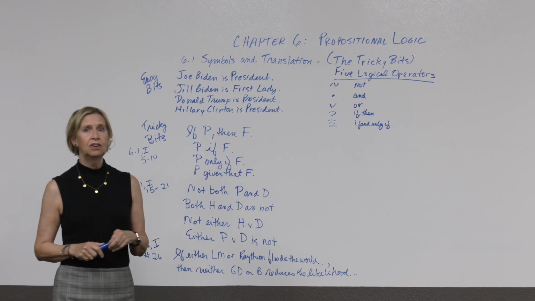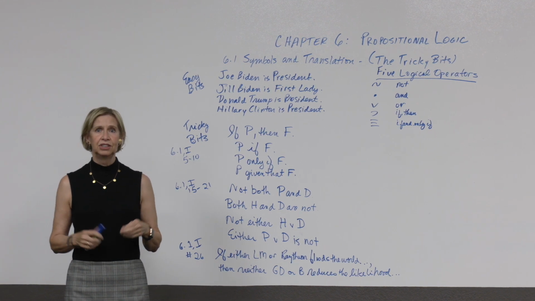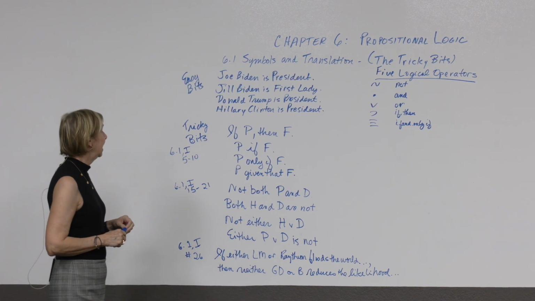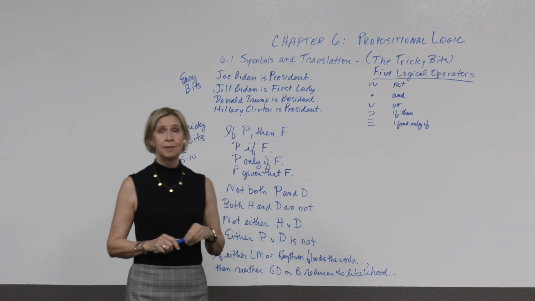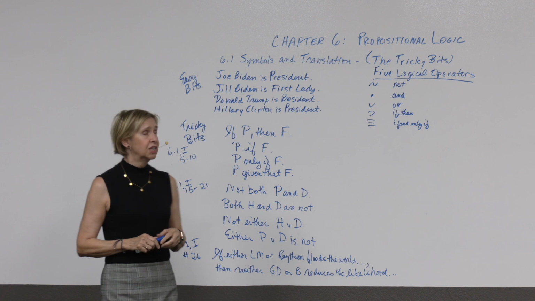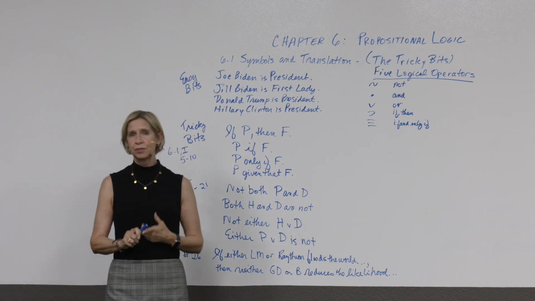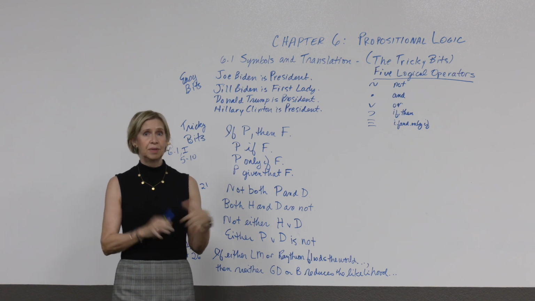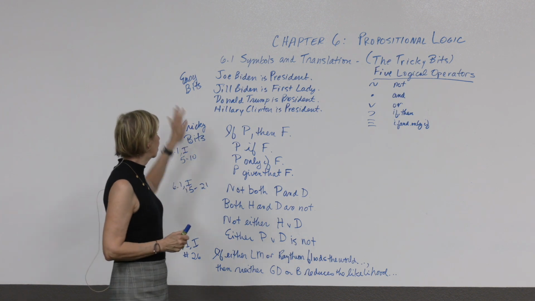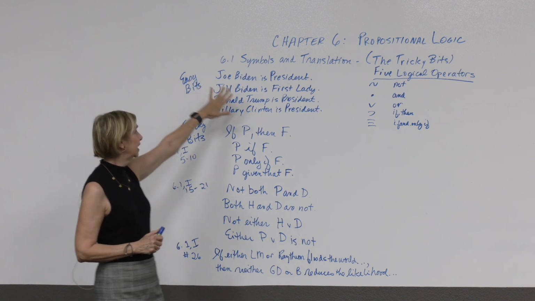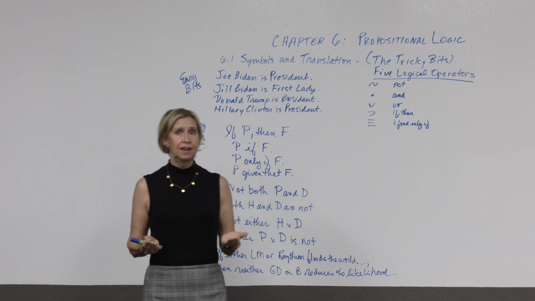This particular video goes along with Chapter 6, Propositional Logic, which hopefully you've been reading about, and 6.1 is the first section in Chapter 6. It's about symbols and translation. I am not going to go deeply into what propositional logic is, because you can read about all of that. It's very straightforward. And there are easy bits, learning the symbols in translation, the 5 logical operators. I'm just going to go over that very briefly.